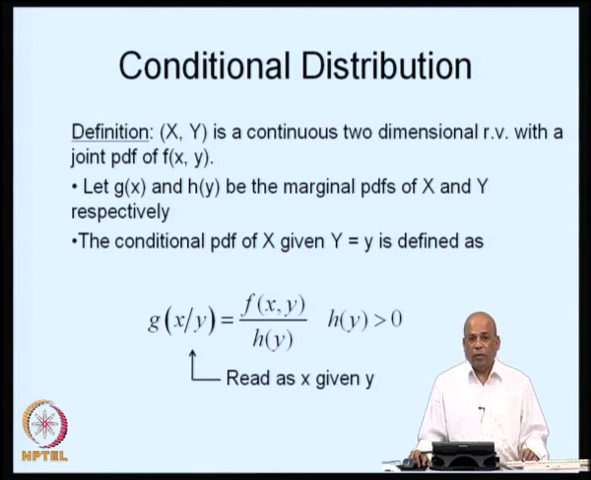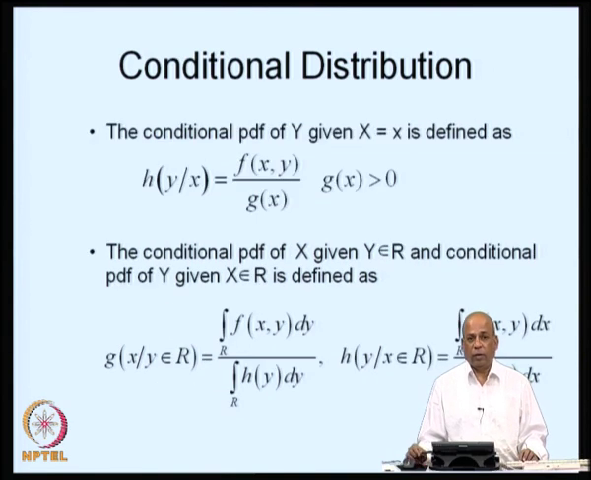Now, we may place conditions on y, or one of the variables, not taking on exactly a given value, but belonging to a certain region, in which case for example, we may be talking about the density of x given that y belongs to a certain region R. Then the definition can be shown to be the integral of f of x y with respect to y over the entire region R to which the variable y belongs, divided by the integral over the same region of the marginal density of y with respect to y.